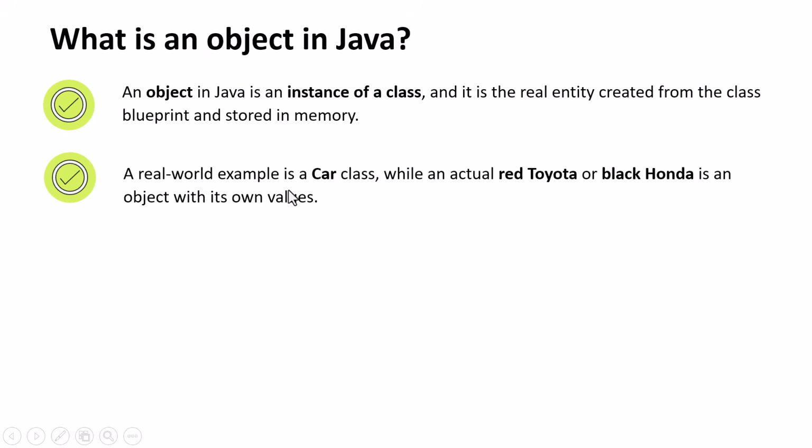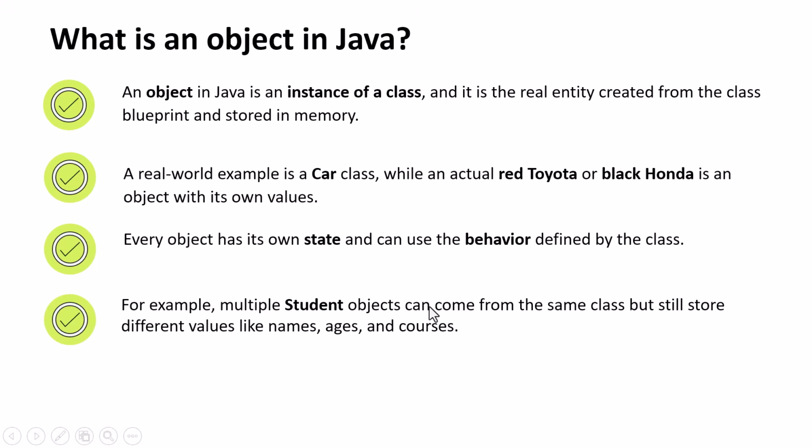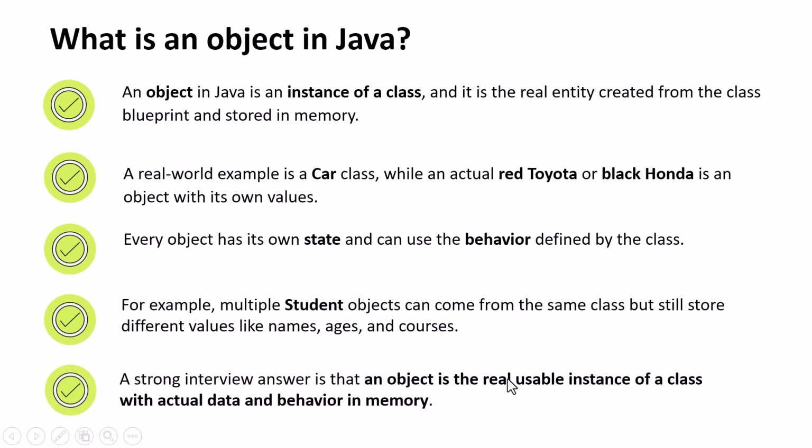Every object has its own state and can use the behavior defined by the class. For example, one student object may store Amit, age 20, course Java, while another student object may store Ravi, age 22, course Spring Boot, even though both come from the same student class. Objects are important because they allow us to work with real data inside a program. We create objects when we want to actually use the design written in the class, store actual values, and call methods on those values.